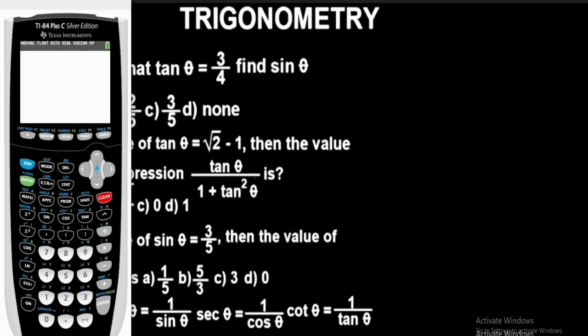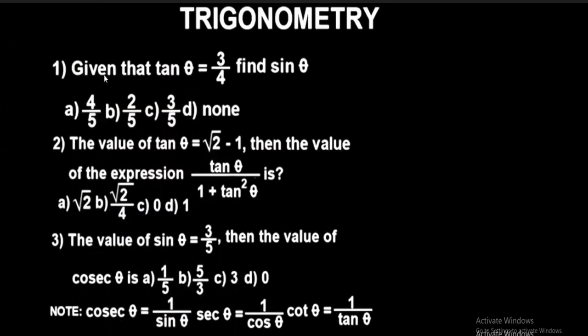In question 1, we are given that tan theta equals 3/4, find sin theta. Guys, this is the idea. What we're going to do is store the value of tan inverse of this value as x on the calculator and use it to find sin theta, and that will be the answer to this question. It is as simple as that. So let's do it together.